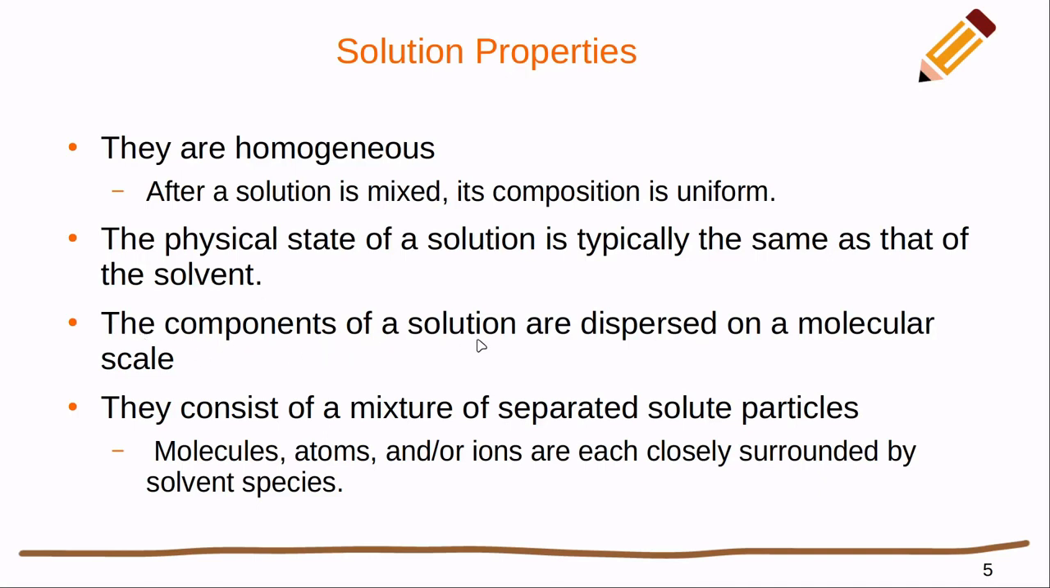The components of a solution are dispersed on a molecular scale. What that means is that we're going to see all of the molecules, atoms, and ions completely dispersed, and they're all going to have roughly the same distance from one another inside of our solution. We're not going to see pockets where the solute molecules are bunching together, for instance. That's a different thing that we're going to talk about later called a colloid.